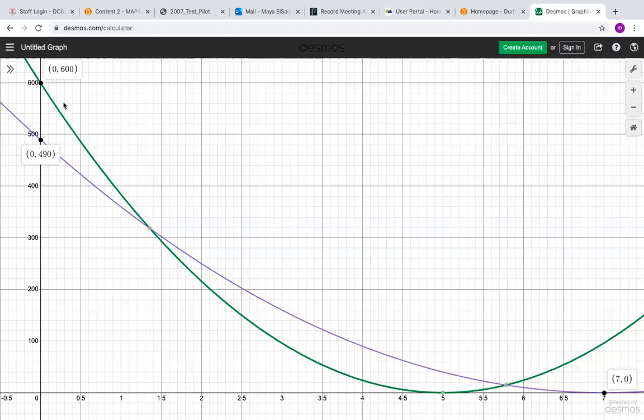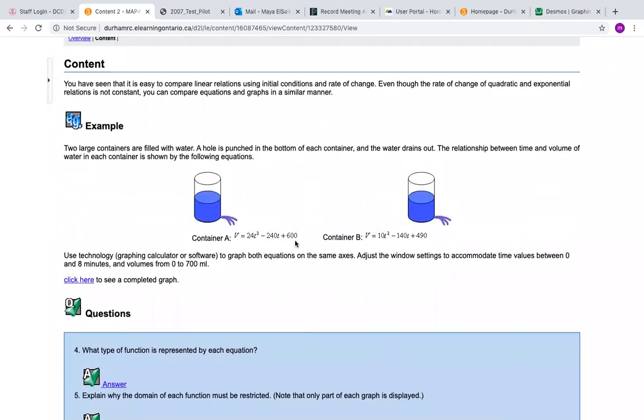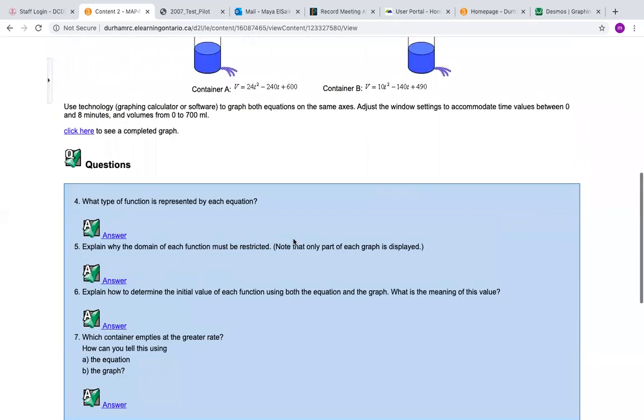Now, if you are looking at how to do that with respect to the equation, remember that your initial point is when your x value is equal to 0. So when time is equal to 0 in this case, right? So you see that time is equal to 0 for both of them. So all you have to do is plug in 0 into your equation for t and solve for the volume.